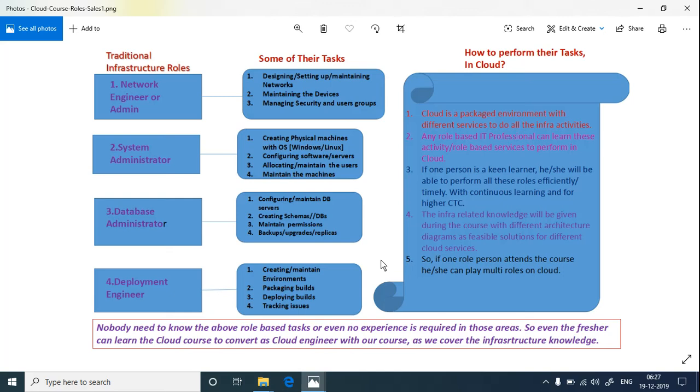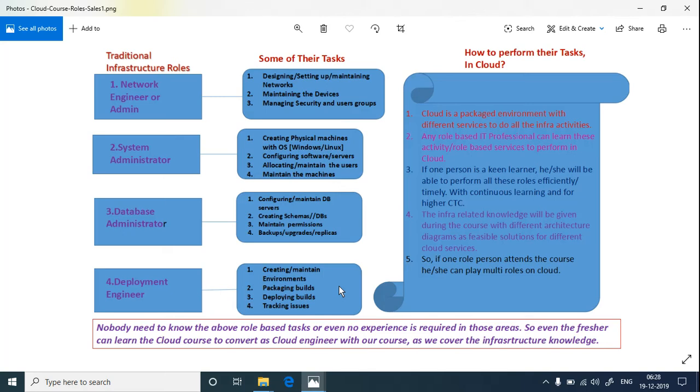If you see their tasks, they are creating and maintaining the environments, in a similar way to what I discussed just now, across the entire architecture levels. Then they are also packaging the builds for deployment, then deploying the builds, then tracking the issues after deployment. Once the deployment happens, there are test engineers who are supposed to certify it. Later on, if there are fixes, developers need to step in and fix the issues. These are the high-level activities for each role.